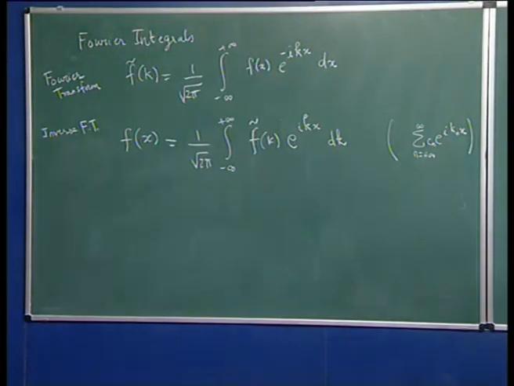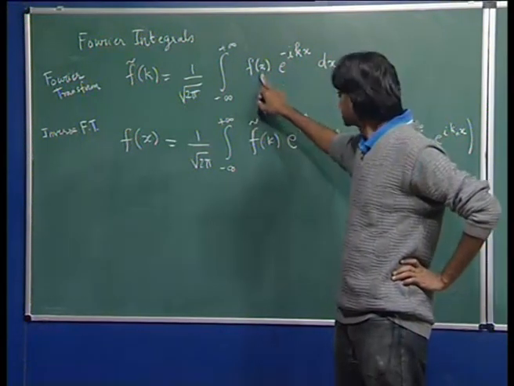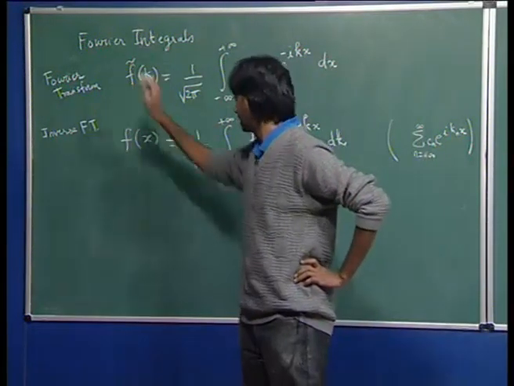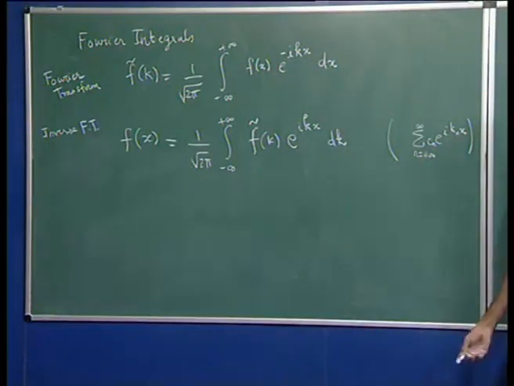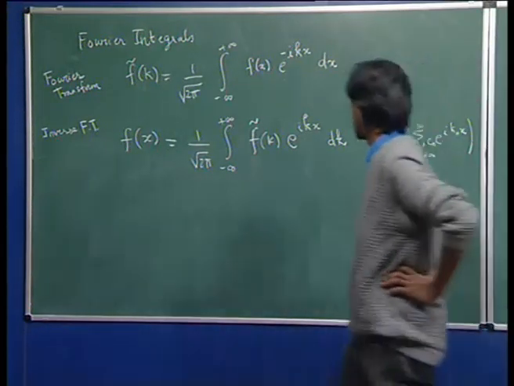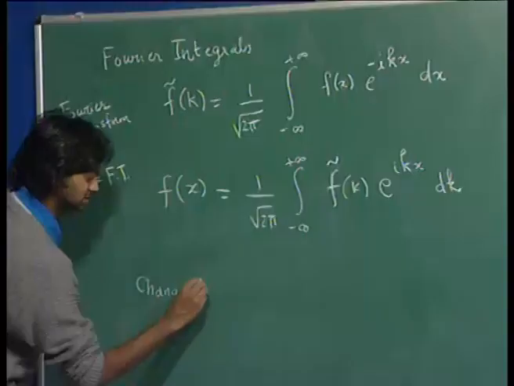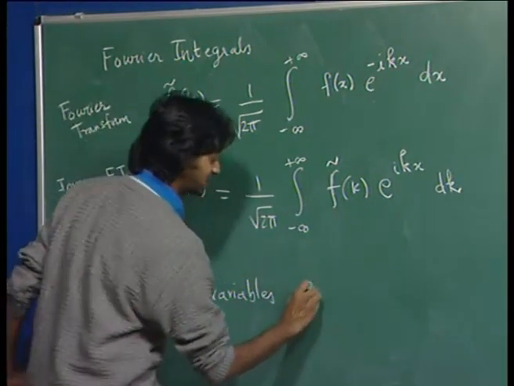Now when you look at this expression, you notice something. Suppose we started with a function f of x. When we do the Fourier transform, you get a function of k. I have used a tilde to say that this function is in general a different function. So you started with a function of x and you went to a function of k. So this is like a change of variables, from x to k.